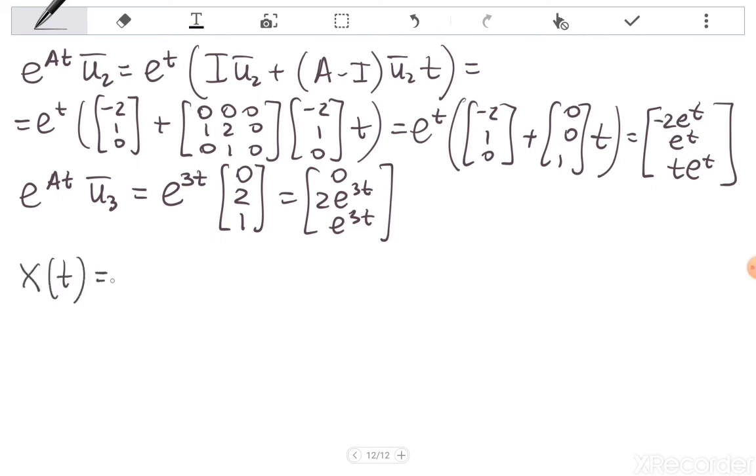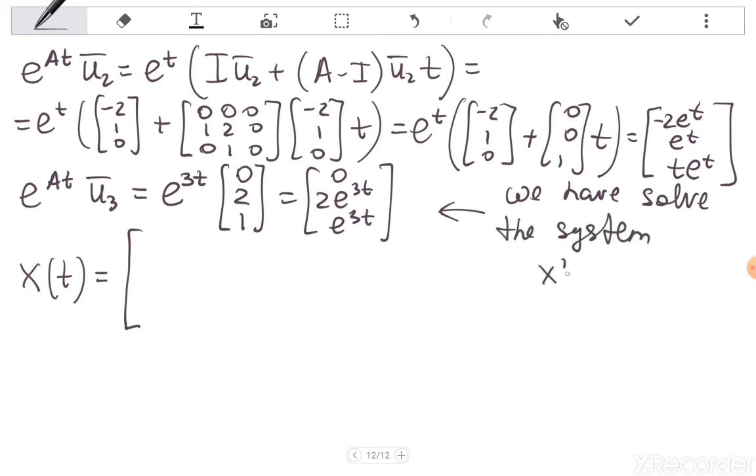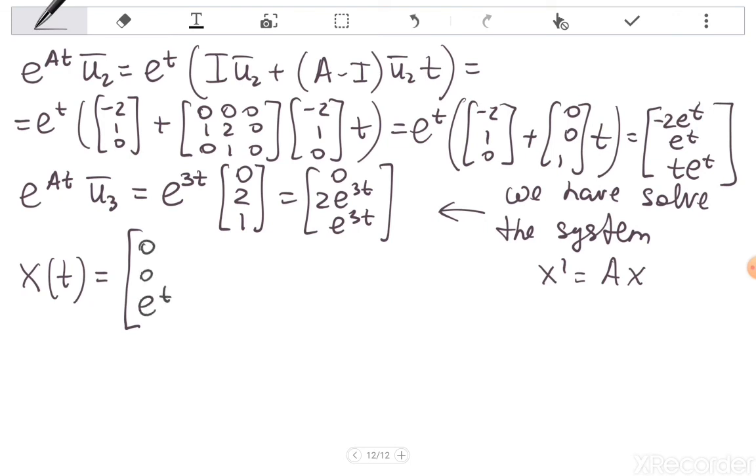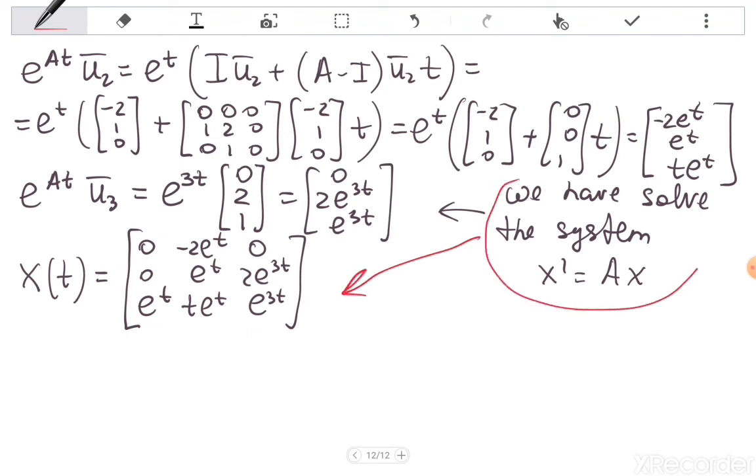So now we construct x of t, the fundamental solution. In fact, what we did just now, we just solved the system x prime is Ax. And now from the solution we need to get e to the At. So we write the solution in the form of a fundamental matrix. The first column is this one: 0, 0, e to the t. The second column will be this one: minus 2 e to the t, e to the t, t e to the t. And the third column will be this one. So this is the solution for the system.